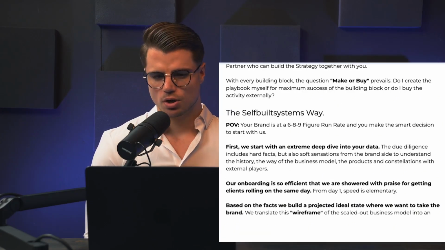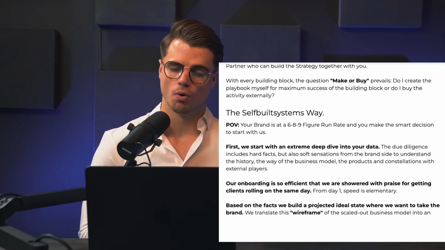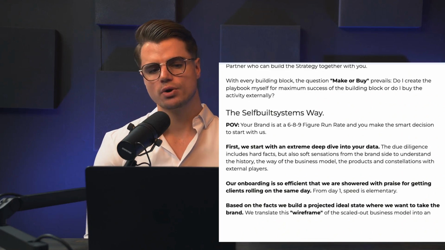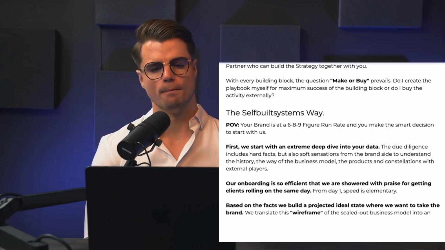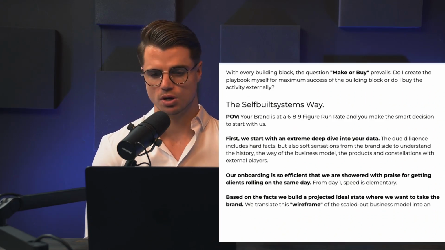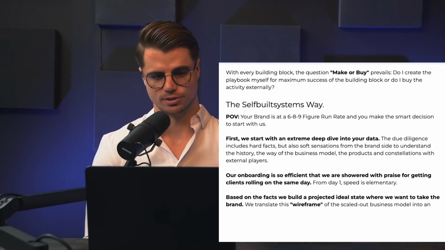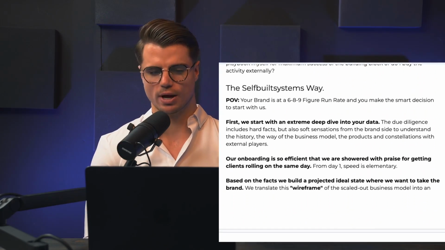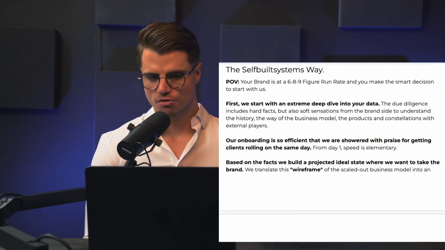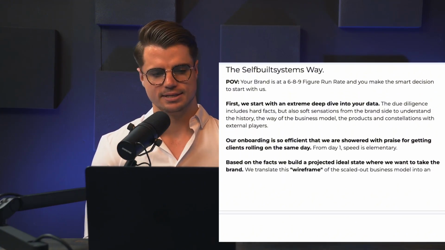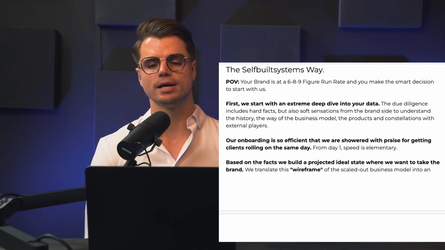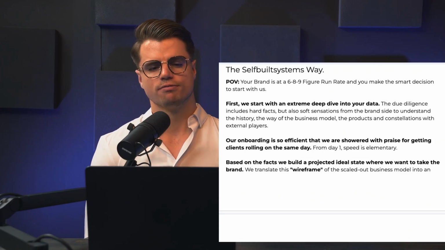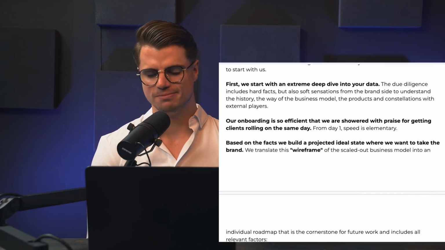With every building block, the question make or buy prevails. Do I create the playbook myself for maximum success for building blocks, or do I buy an existing external solution? So the Self-Built Systems way looks like this. Your POV is like this. Your brand is at 6 to 8 to 9 figures in run rate, and you make the smart decision to work with us. First, we start with an extreme deep dive into your data.